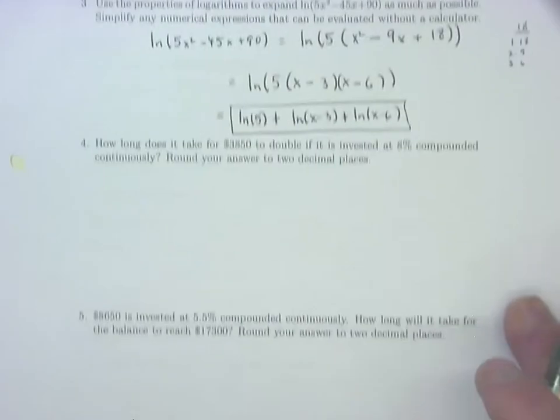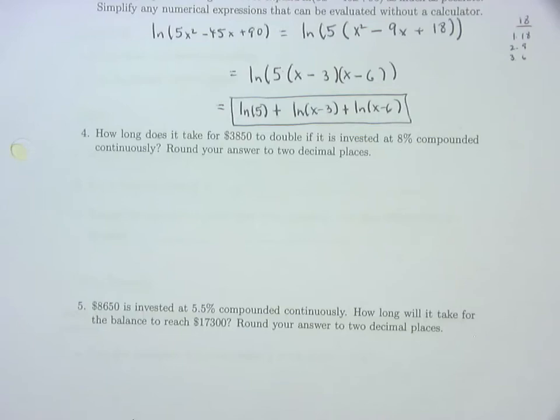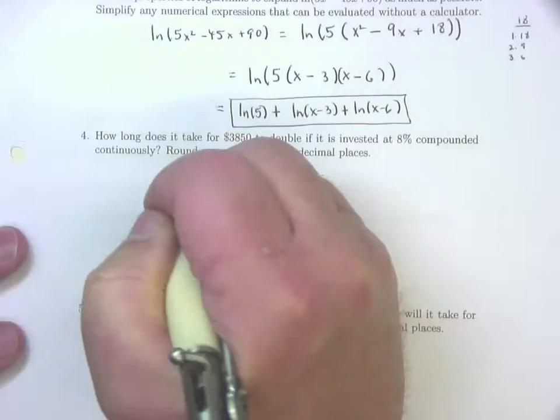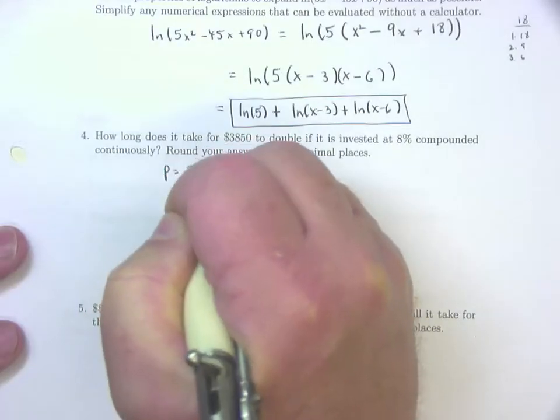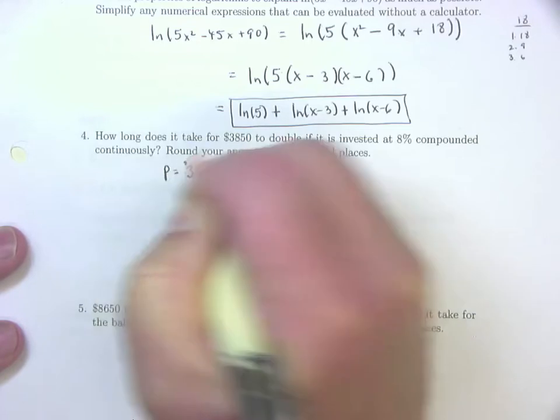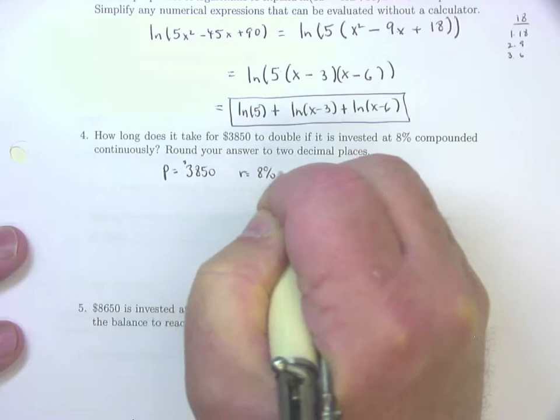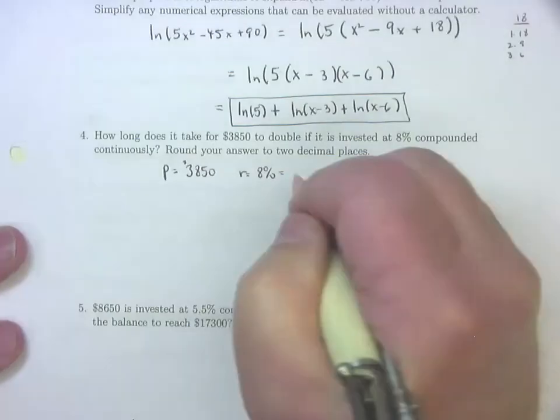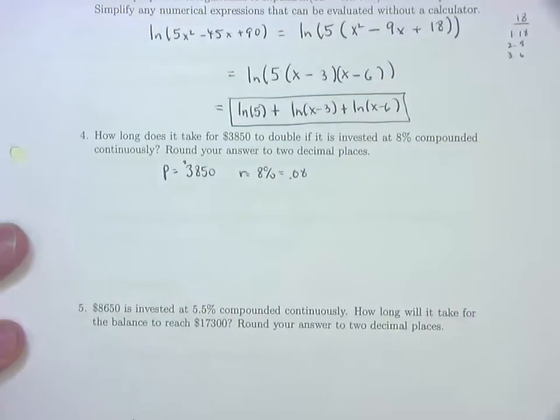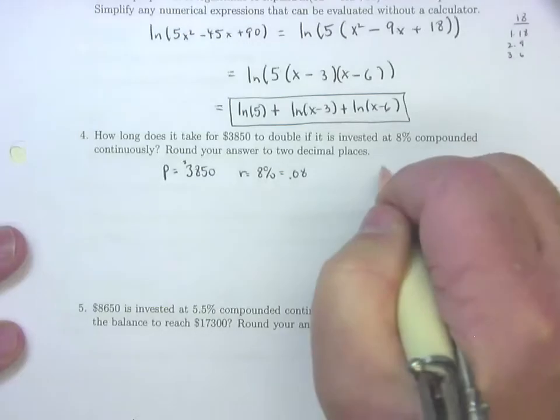Okay, so here's another problem. How long does it take $3,850 to double if it's invested at 8% compounded continuously? Round your answer to 2 decimal places. So how much money are we investing? My principal is $3,850. The interest rate is 8%, which is 0.08. Compounded continuously means I'm going to use what formula?